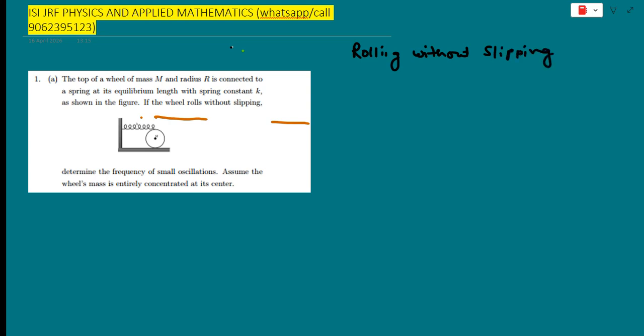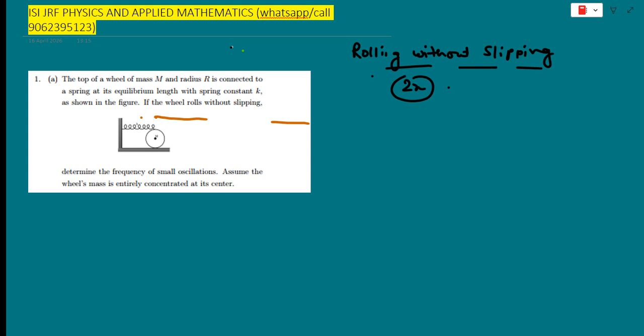So let's dive in. Before we solve, let's talk about rolling without slipping. When a wheel rolls without slipping, the point touching the ground is at rest for a split second. You can imagine the whole wheel is just pivoting around that contact point P. Now if the center moves by x, the top where the spring is moves by 2x.